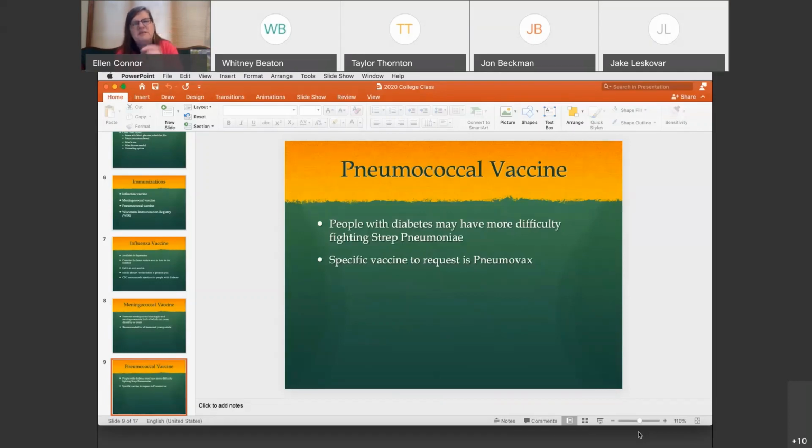That's the specific form of the pneumococcal vaccine that's recommended for someone who has type 1 diabetes. Many people have had the other form. The Pneumovax is just a little bit more extensive. So it's worth asking your primary care provider if that's the one that you've already received, or if you need to get the Pneumovax before you head off to school. So that's a good thing to keep in mind.